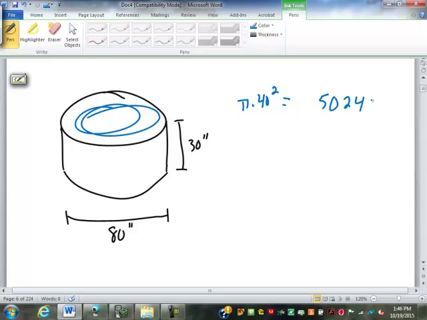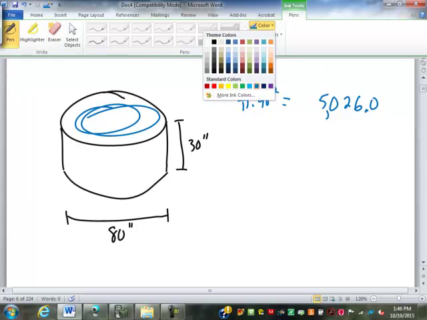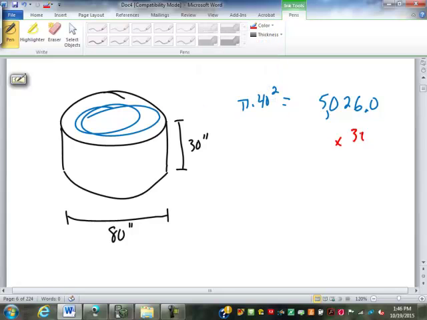5,024.26 if you use the pi key. Okay, we'll go with your numbers. We'll go with 5,024.26. I was using 3.14. And then, of course, times the 30 inches gives us what? 150,780? That is in cubic inches.